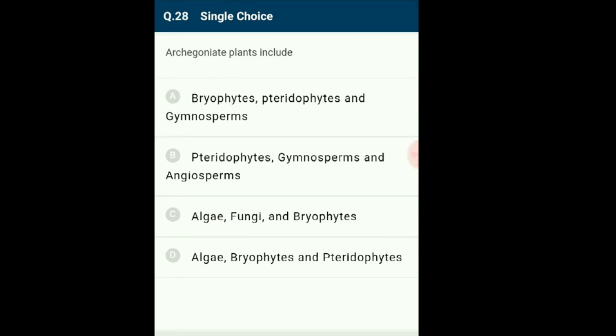Archegoniate plants include. The plants bearing archegonia are called archegoniate, and the archegonium is the female sex organ in mosses, liverworts, ferns and most conifers. So the answer for this question is option A, bryophytes, pteridophytes and gymnosperms.